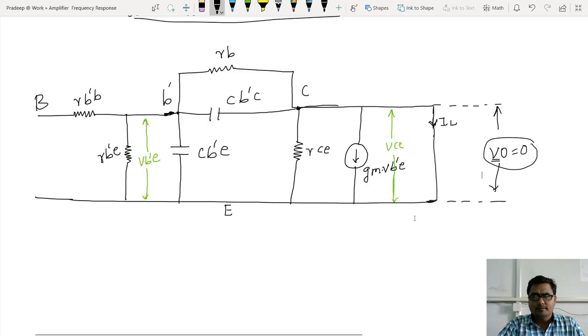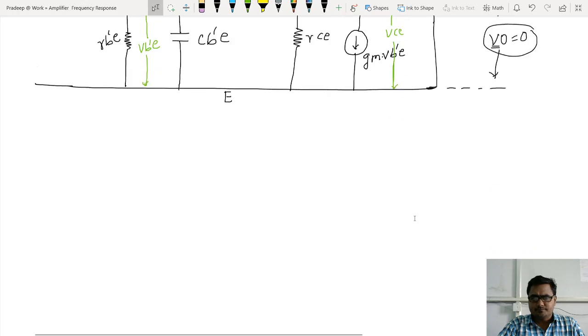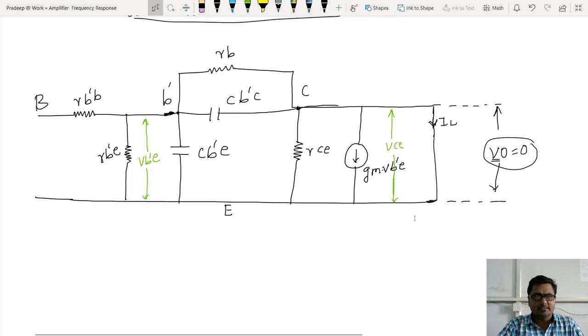I think that diagram is okay. Let us start with whatever we have. Before starting with anything, let me calculate one parameter. What is that one parameter? The parameter which is related to current gain, but at the lower frequency. What is the current gain at lower frequency? At lower frequency, current gain is HFE.